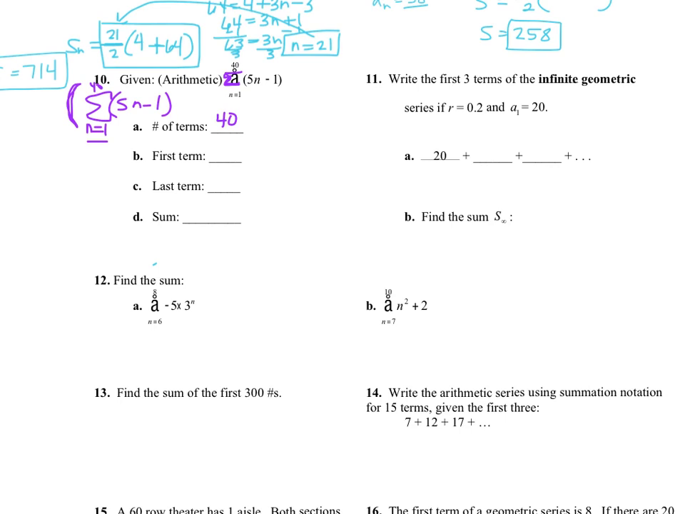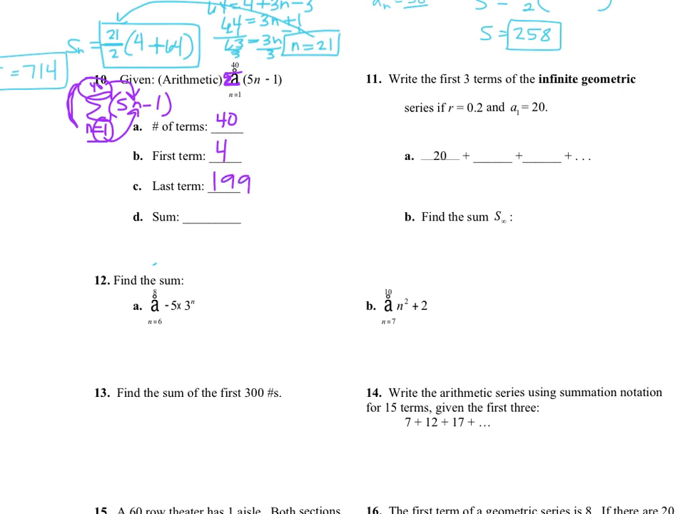So if you're just going to subtract those to find the number of terms, make sure you always add 1 to it. And then when they ask you for the first term, what you're doing is you're plugging this number in right here. So 5 times 1 is 5, minus 1 is 4. And then your last term, you're plugging this number in right here every time. So if we do that, 5 times 40 minus 1 is 199.